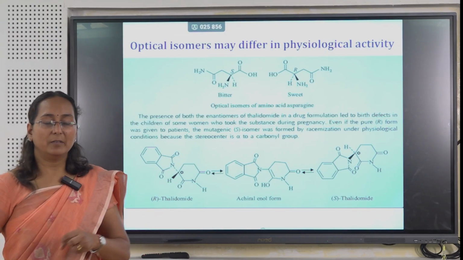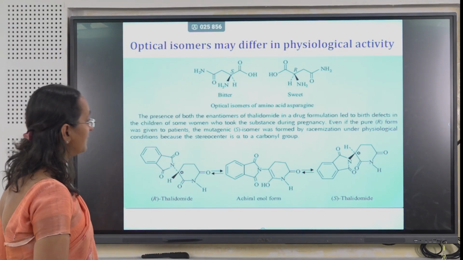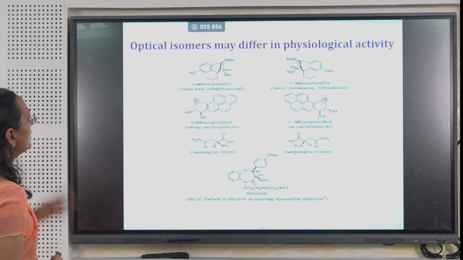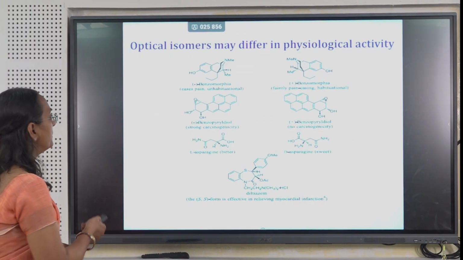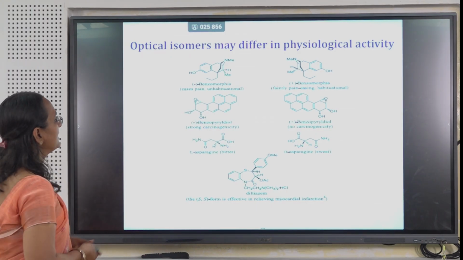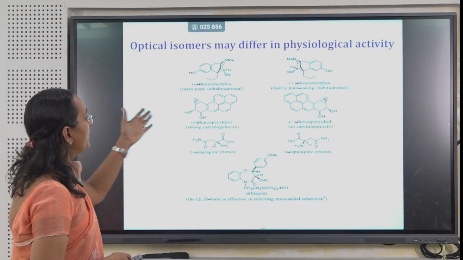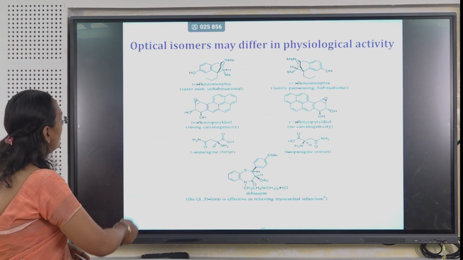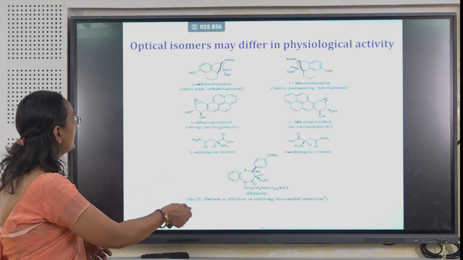So only according to configuration, we can see that properties change. These are some examples of optical isomers which may differ in physiological activity. The first example is benzomorphan. Here is minus benzomorphan and plus benzomorphan. Minus benzomorphan seizes the pain, is non-habit forming, and is a faintly pain-erasing.